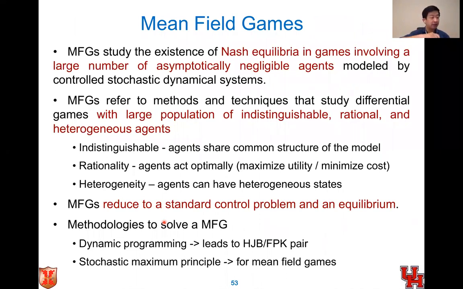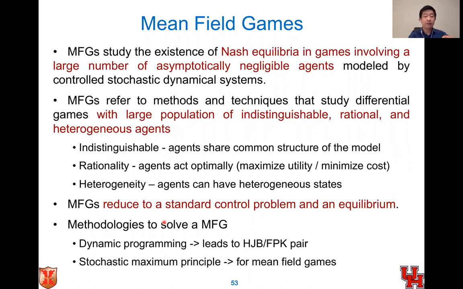And then the second story we are going to talk about is mean field game. The mean field game studies the existence of Nash equilibrium involving a large number of asymptotic and negligible users. In the old days, when this number is big, the optimization is very difficult to implement. But now, what they do is use the mean field to quantify it. And after that, the mathematics becomes much simpler.